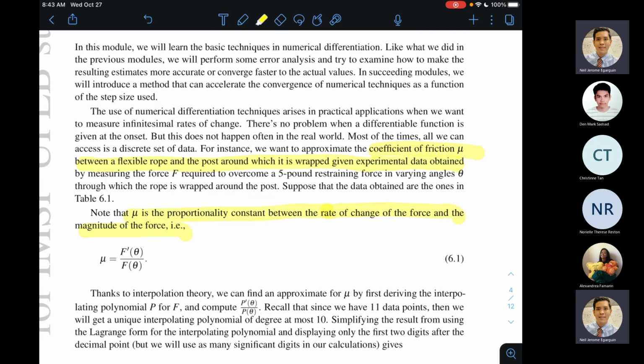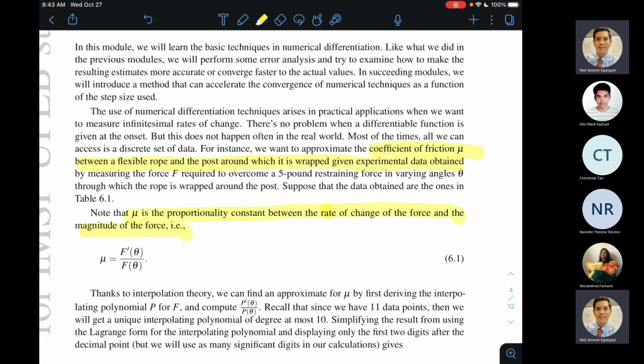Any suggestions? Any ideas? Easy, guys, recite. Plus points to the problem set. What could we do to compute mu?